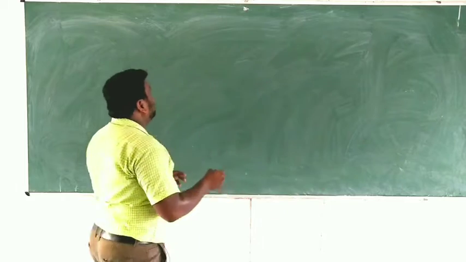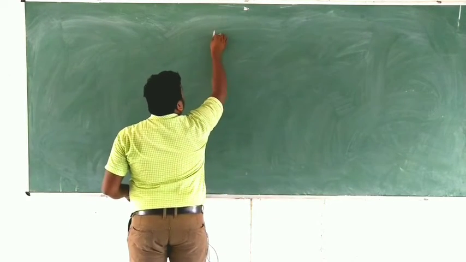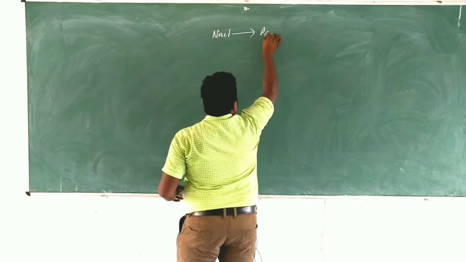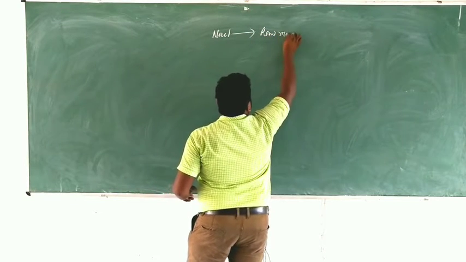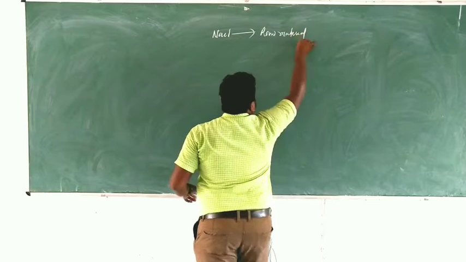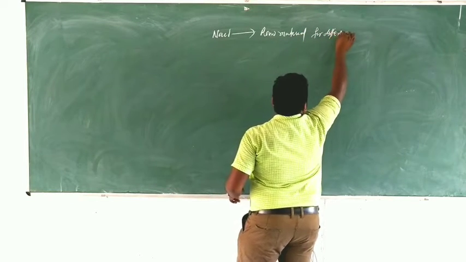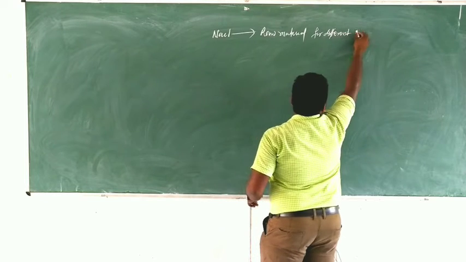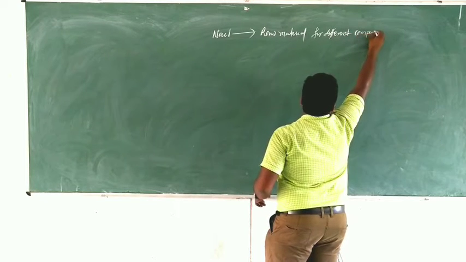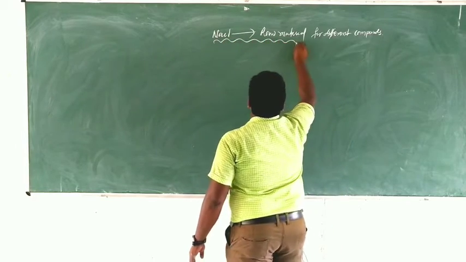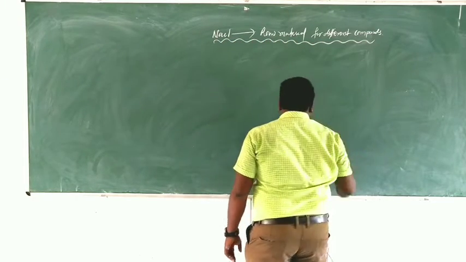Now I am going to explain how sodium chloride is a raw material for different compounds. So the topic is common salt, how it becomes a raw material for different compounds. That is the topic for today.